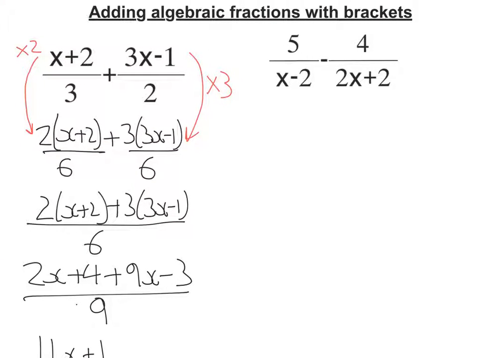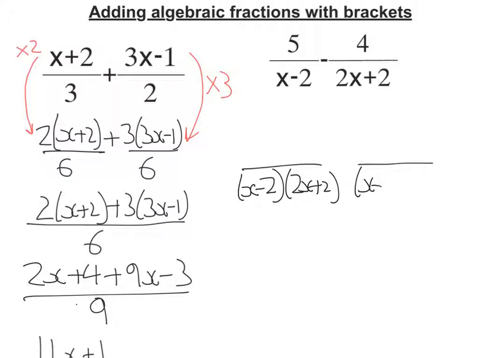Now, the lowest common denominator between x - 2 and 2x + 2 is them times together. Okay, so what you're going to have here is, in brackets, (x - 2)(2x + 2), and then (x - 2)(2x + 2). So what do I need to do? To get that on the bottom, I'd have to times this one top and bottom by 2x + 2, and this one by x - 2.